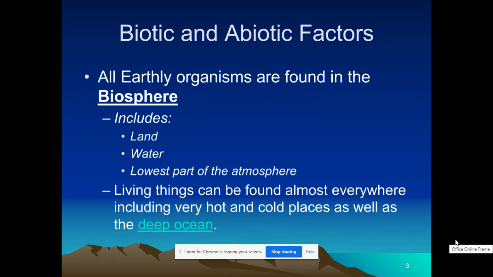Now, each grade level, you've talked about a sphere. In sixth grade, you talked about the lithosphere, which is the soil, the ground, the earth. In seventh grade, you talked about the atmosphere, which is like the air. And then, of course, we talked about the hydrosphere at the beginning of the year. So the biosphere is where all the living things live. Remember, living things can be found almost everywhere, including very hot and cold places as well as the deep ocean. We talked about that in our ocean section.